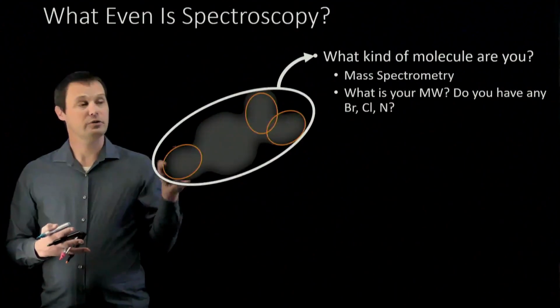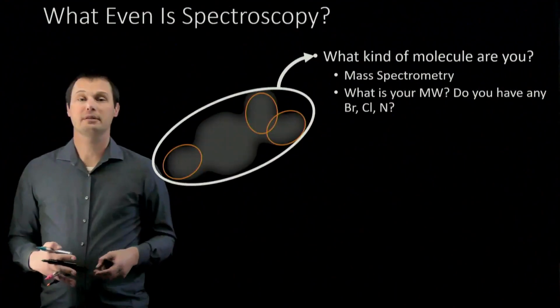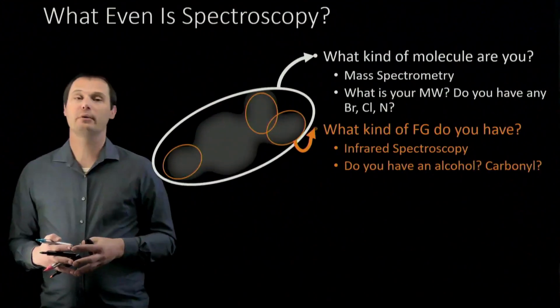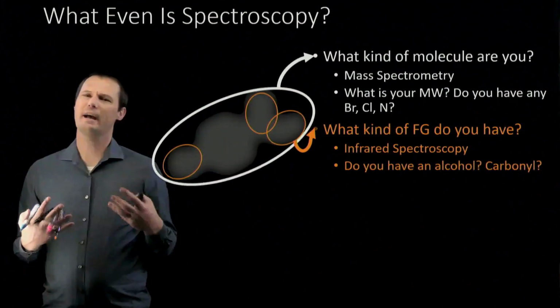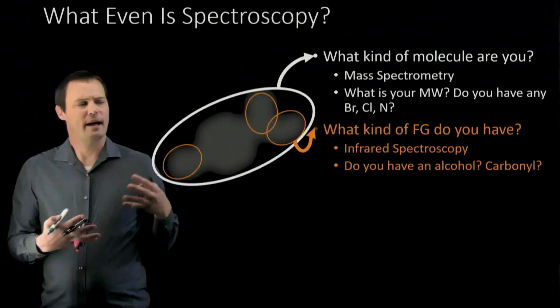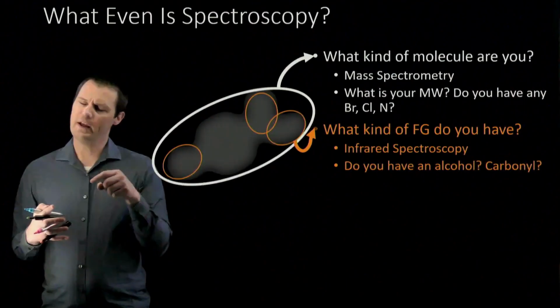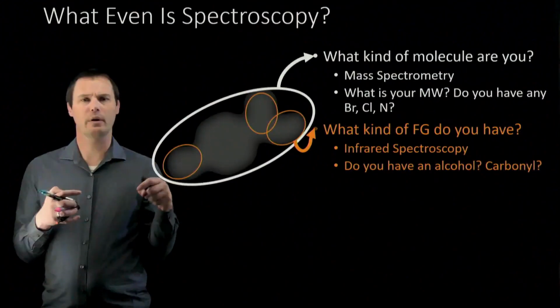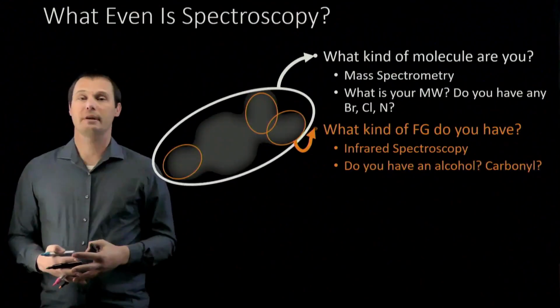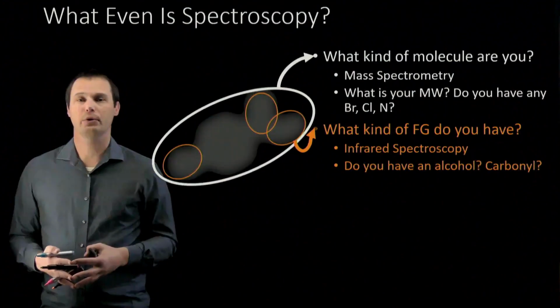Within this molecule, there are certainly some functional groups, so we might want to know some things about that. For that, we would use the tool infrared spectroscopy to ask the question, what kind of functional groups do you have? Do you have an alcohol in the molecule? Do you have a carbonyl in the molecule? It won't tell us where or what functional group is next door, but we can get a list of the functional groups that are and are not in that molecule.